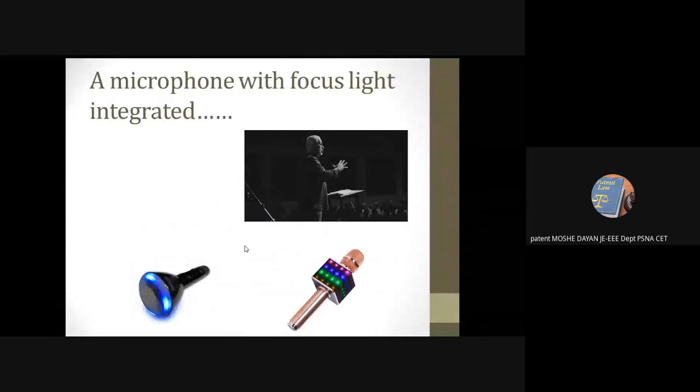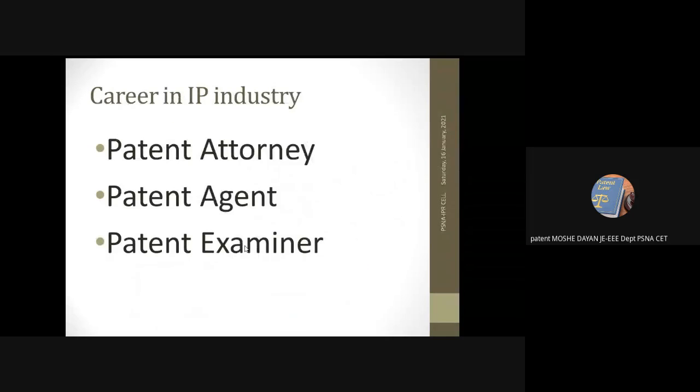So existing inventions, a microphone with a designer light, you can go for a patent. And career in the patent industry, yes, as I said, you can become a patent attorney and you can become a patent agent. So who is a patent agent? Please understand, participants, a patent agent stands as a mediator between the inventor and the Indian Patent Office. So you will not know how to file a patent. So the patent agent will help you take your invention to the Indian Patent Office. So he stands as a bridge between the inventor and the Indian Patent Office.